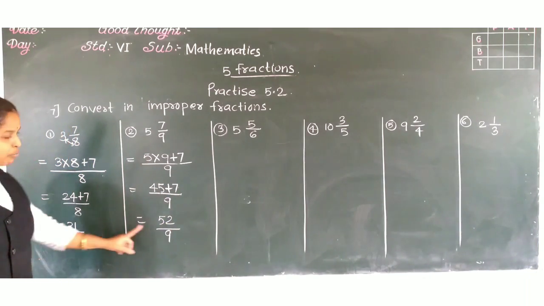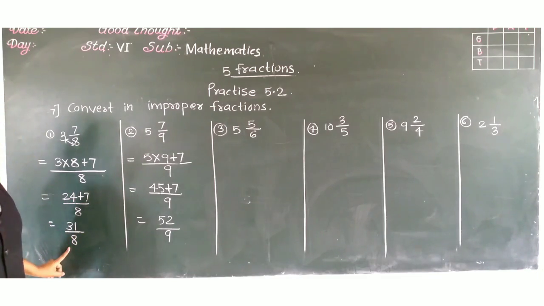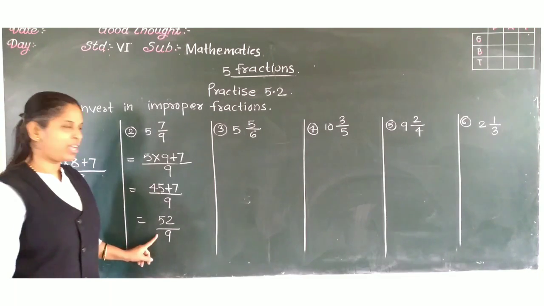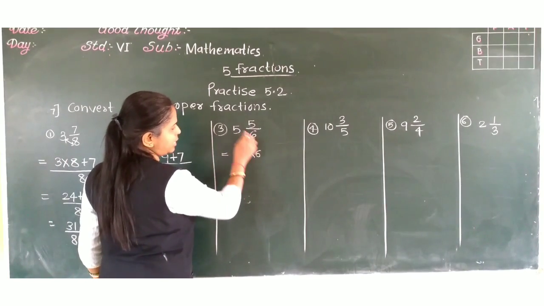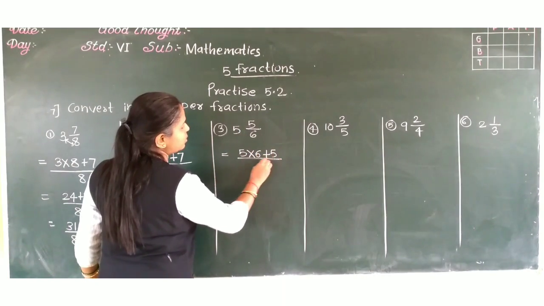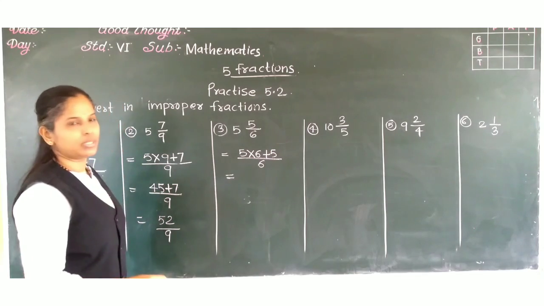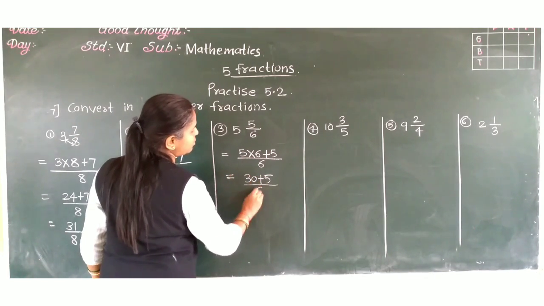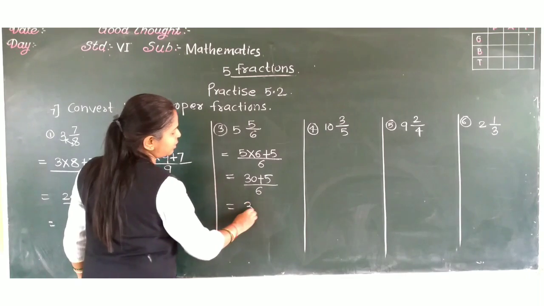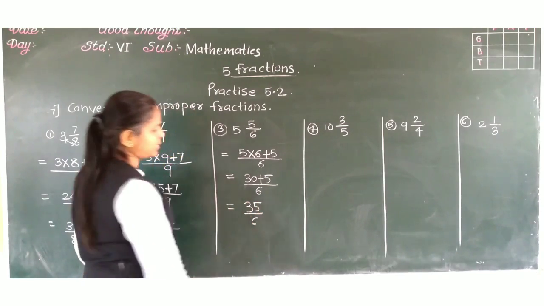Now look at this. Are they improper? See, the numerator is greater than the denominator. That means they are improper fractions. Next, 5 into 6 plus 5 upon 6 is equal to 6 5s are 30 plus 5 upon 6. That is 35 upon 6.